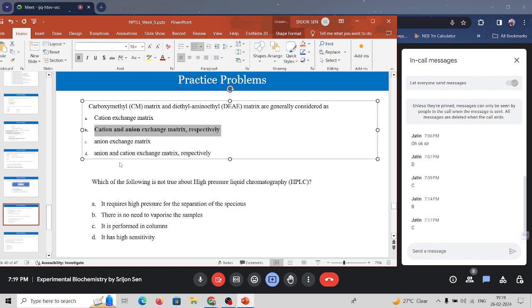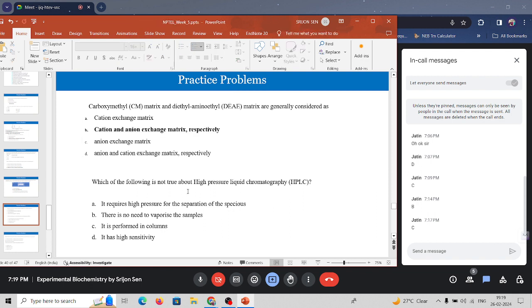Okay. Which of the following is not true about high pressure liquid chromatography? So which of the following is not true about HPLC? It requires high pressure for the separation of species. There is no need to vaporize the samples. It is performed in columns. It has high sensitivity.